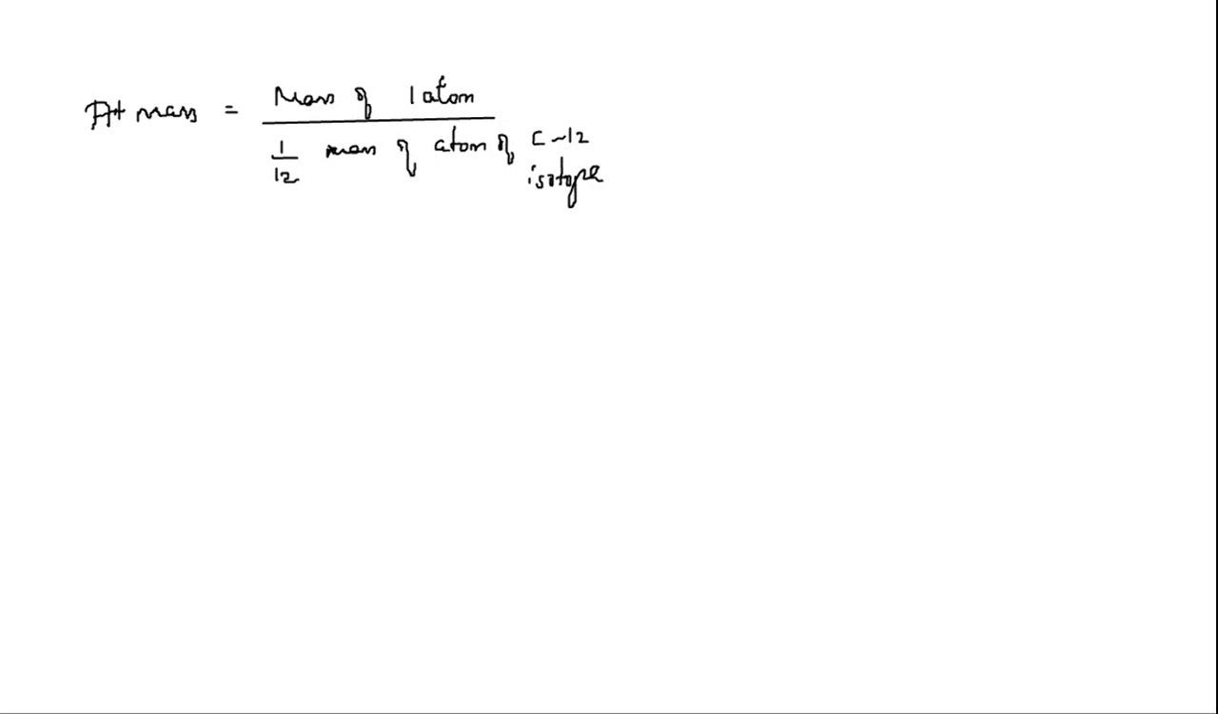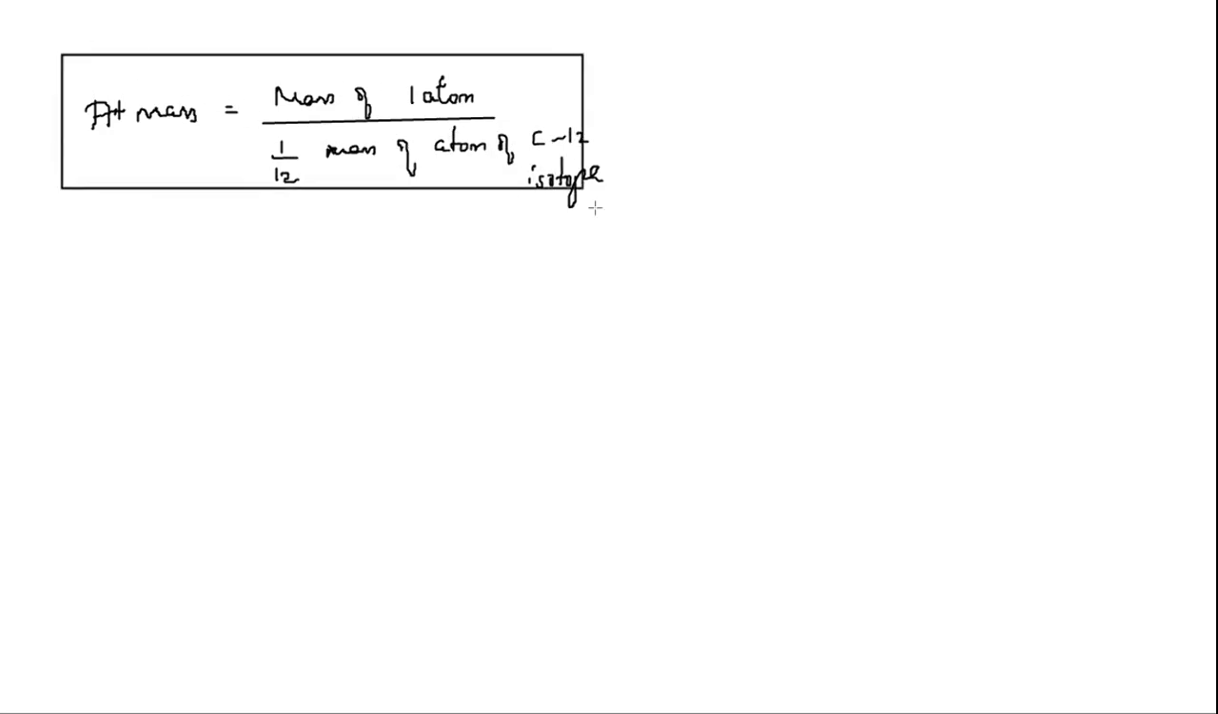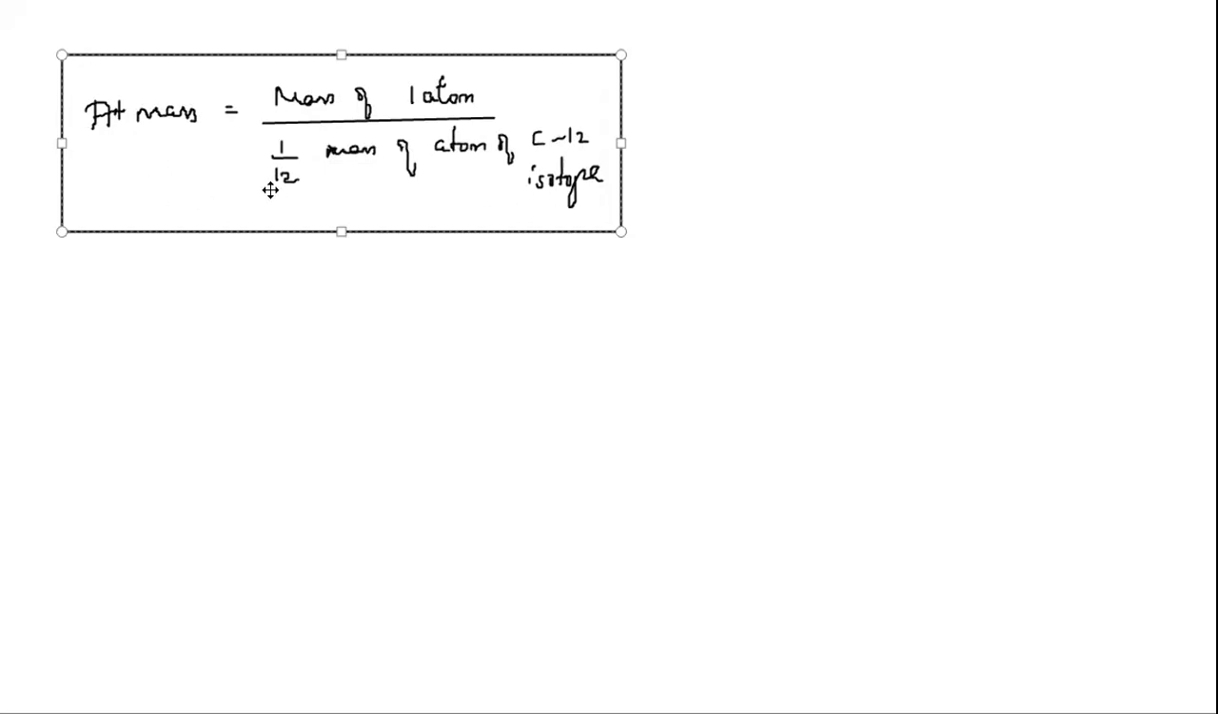This is how we define atomic mass. So atomic mass is the mass of one atom of an element divided by 1/12th the mass of an atom of the C12 isotope of carbon. Then coming to the second one, that is molecular mass.